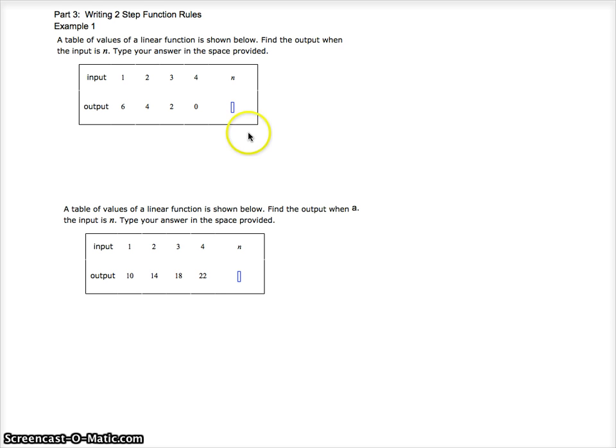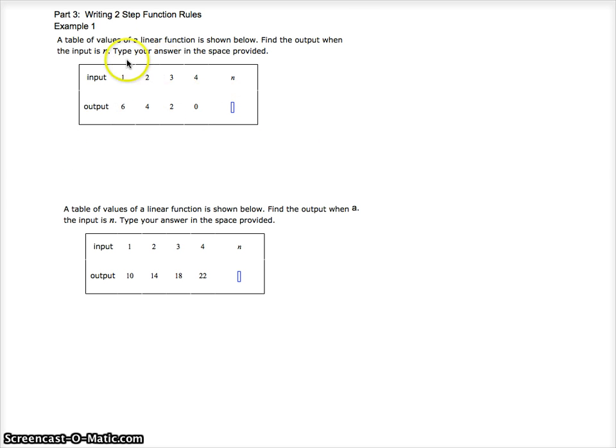So here's the table of values. In example 1, it explains that this is the table. Find the output when the input is n and type your answer in the space provided. So we're going to use this pattern to extend to when we don't have any numbers. So we're going to write a rule that's going to go in the box.